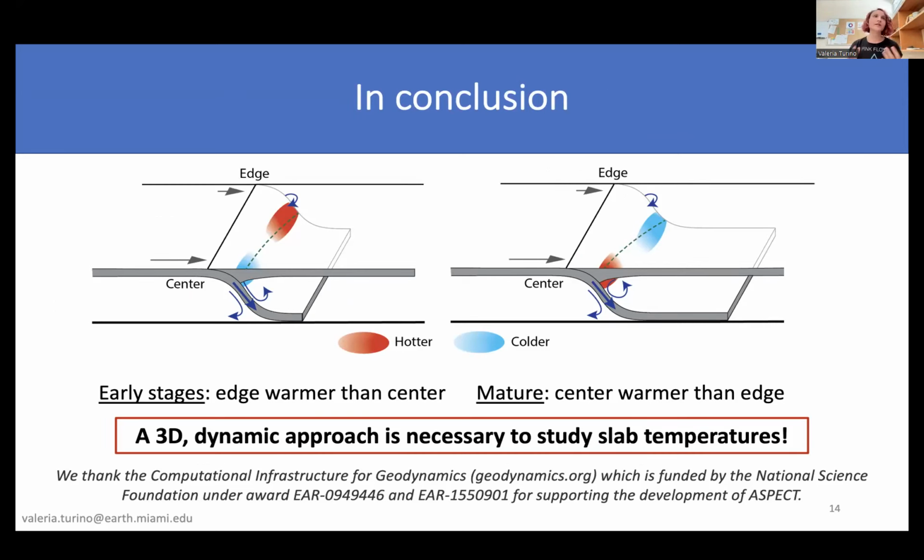And basically, this just confirms that if we want to look at how processes that depend on temperatures in subduction zone evolve in time and along strike simultaneously, maybe it's worth it to consider a 3D and dynamic approach to study slab temperatures. And I just want to thank CIG and the Aspect developers for developing Aspect, which is the tool needed for this research. Thank you.